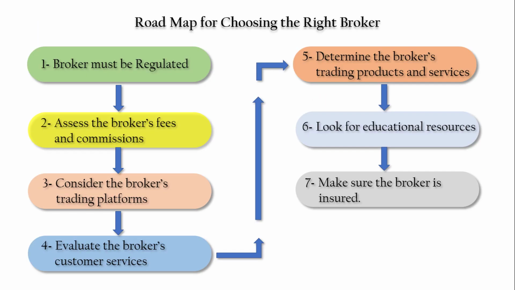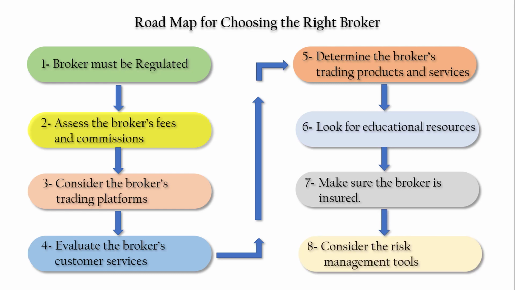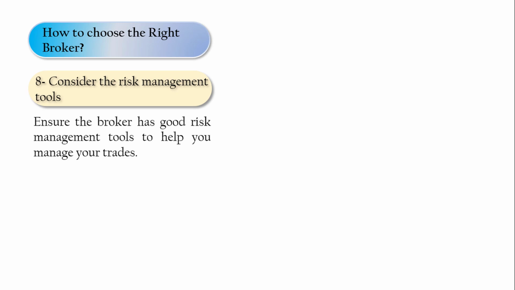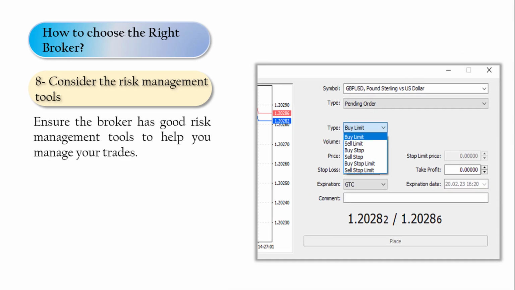After you become sure that the broker is insured, go for the last step, which is to consider the risk management tools. Ensure the broker has good risk management tools to help you manage your trades. Brokers can offer a variety of risk management tools to traders, including stop loss orders, limit orders, trailing stops, position sizing, and hedging. These tools are necessary for brokers because they help traders minimize their risk exposure while maximizing their potential returns. Here are 10 types of important risk management tools that any broker's platform must have.